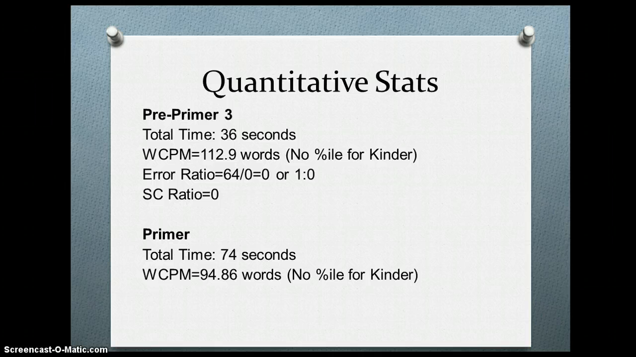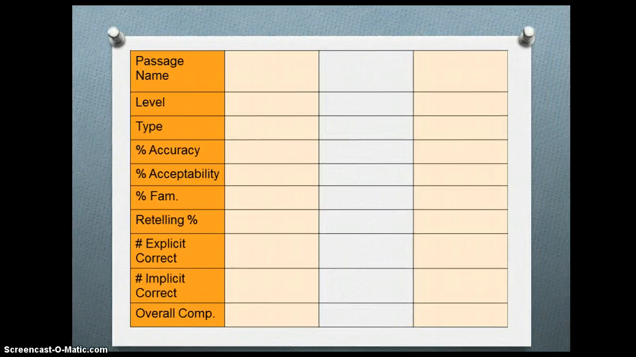Again, when I looked at Hasbrouck and Tindal, I couldn't get any percentile score from that, but if your student is at a first grade or above reading level, take a look at that. Her error ratio: for 122 words, she had 5 errors, which gives me the ratio of for every 24.4 words read, she had 1 error. Self-correction ratio is that for every 5 errors, she had 1 self-correction. So those are the quantitative stats I was able to glean.